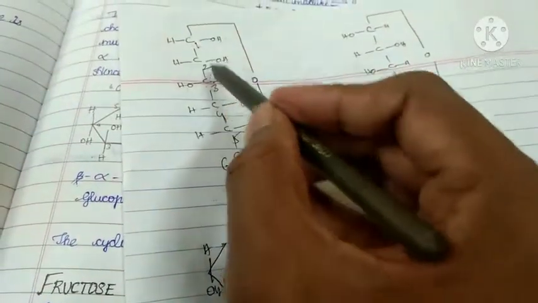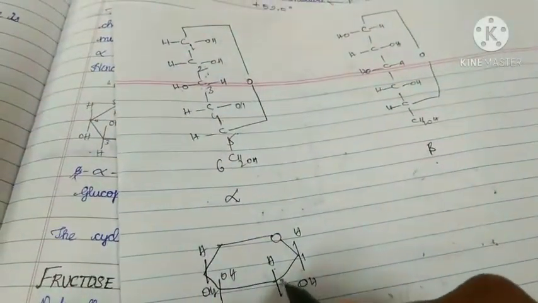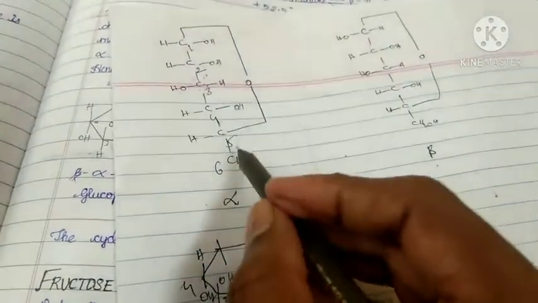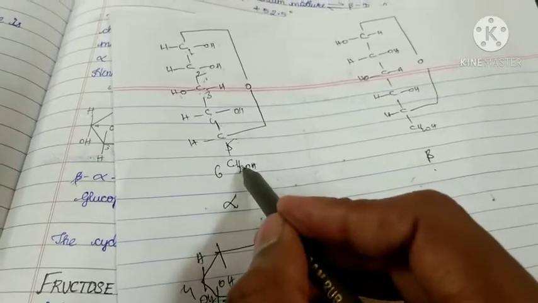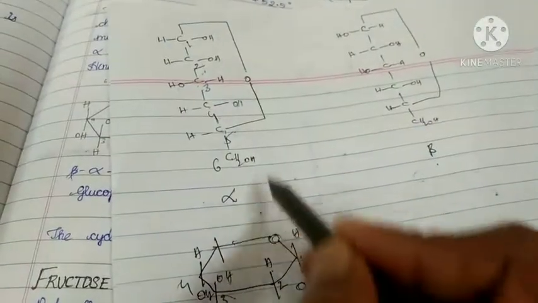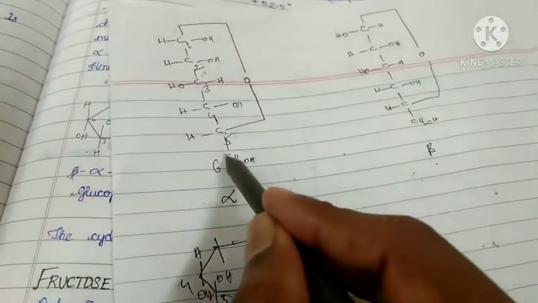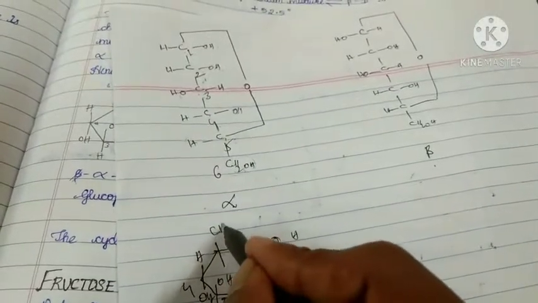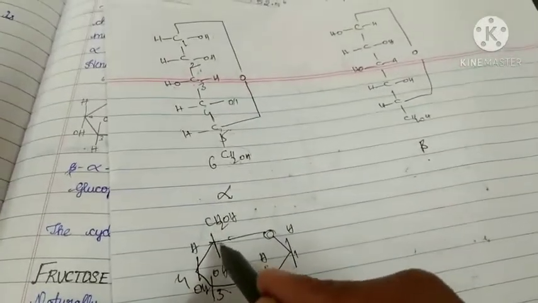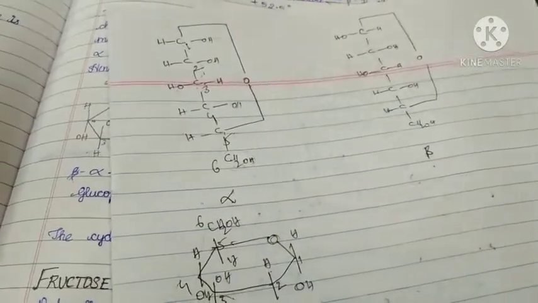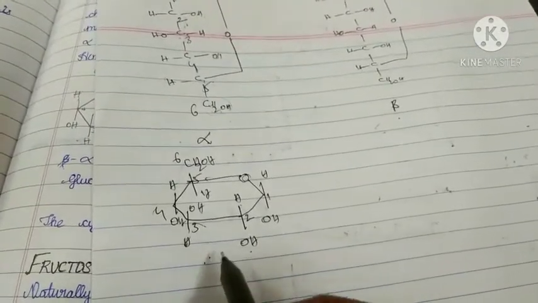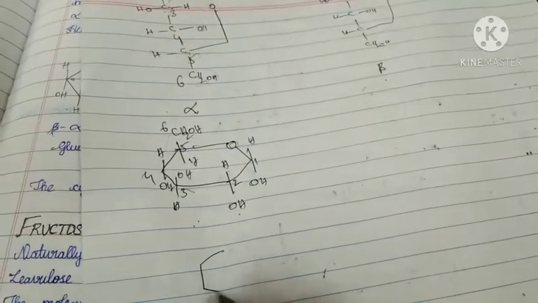How many carbons are finished? 1, 2, 3, 4. Now the fifth carbon. The fifth carbon contains O, that is this oxygen. One side H, one side CH2OH. It should be written like this: CH2OH, H. This is the fifth carbon, this is the sixth carbon. This is the cyclic structure for glucose. It looks like this structure.